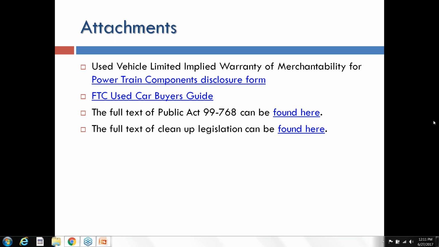Next question: can a buyback be a trade-in? I apologize, I'm not quite sure what the question is there. Can a buyback be a trade-in? I apologize, sir, I'm not sure what they're asking there.